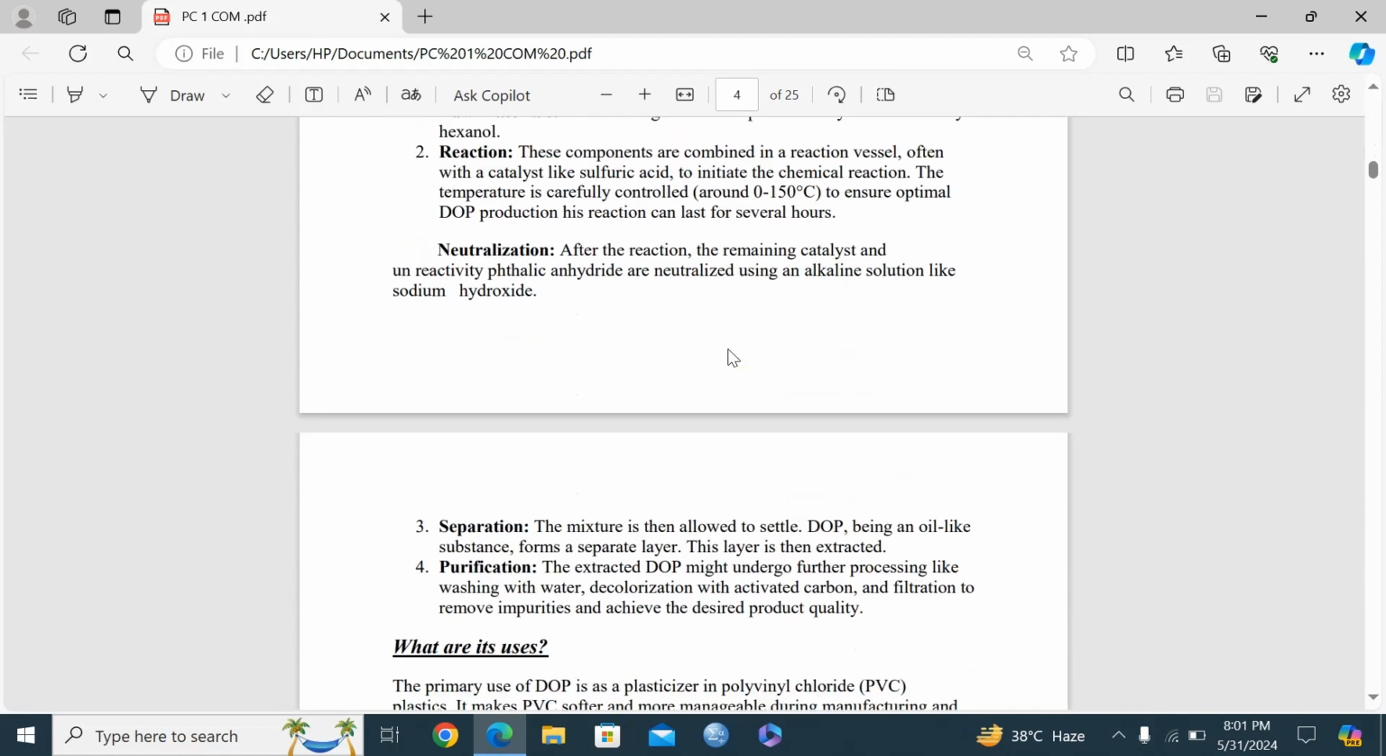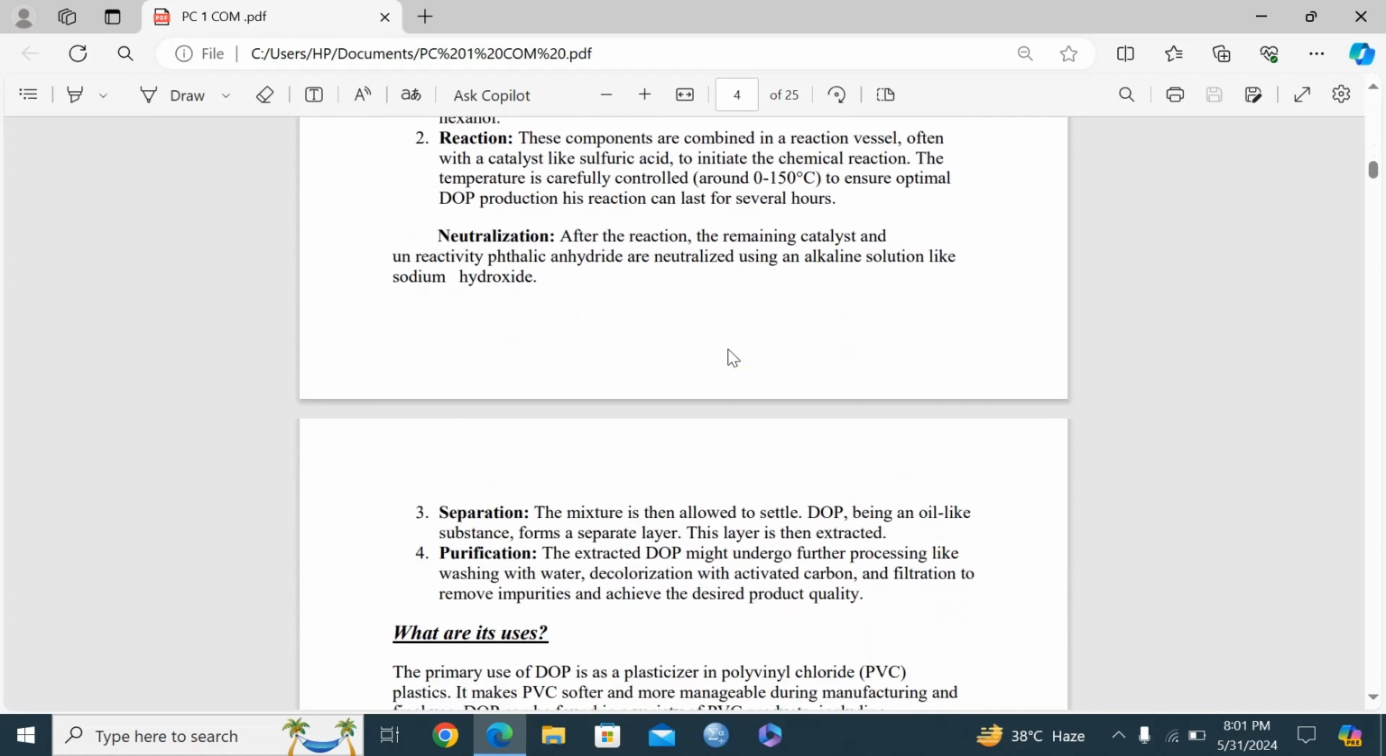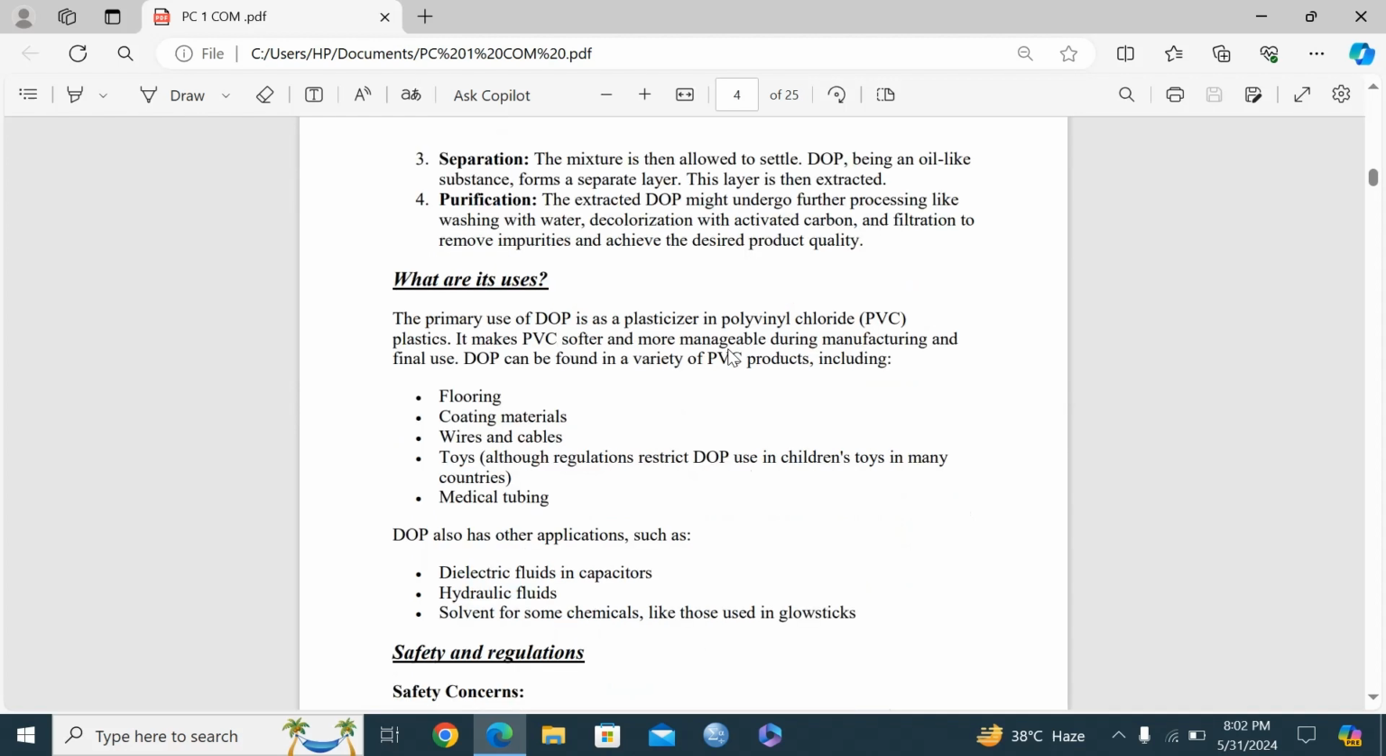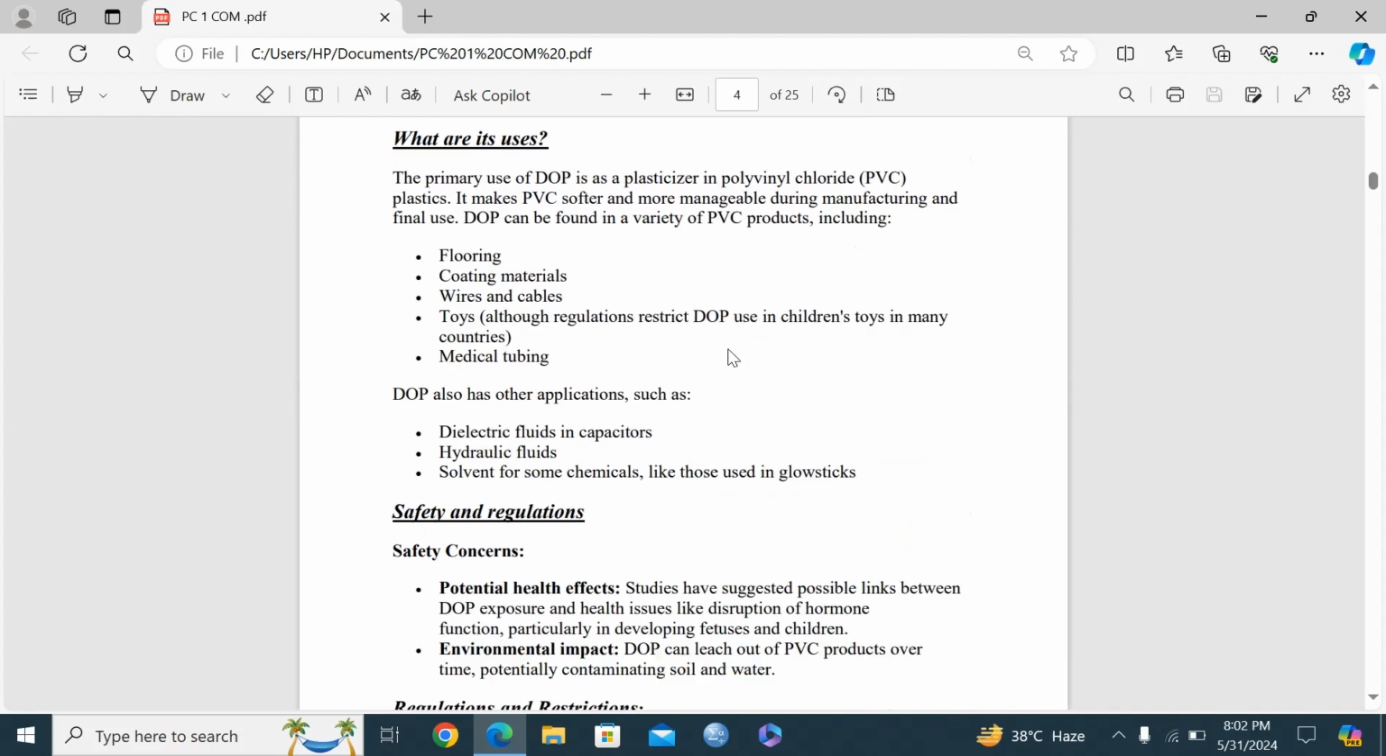Neutralization: after the reaction, the remaining catalyst and unreacted phthalic anhydride are neutralized using an alkaline solution like sodium hydroxide. Separation: the mixture is then allowed to settle, with DOP, being an oil-like substance, forming a separate layer. Purification: the extracted DOP might undergo further processing like washing with water, decolorization with activated carbon, and filtration to get the desired quality product.